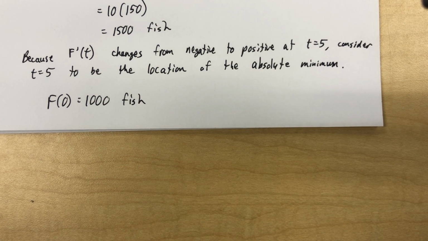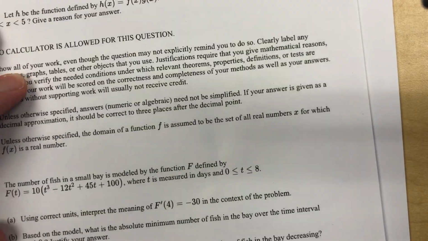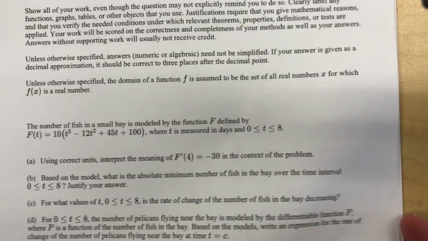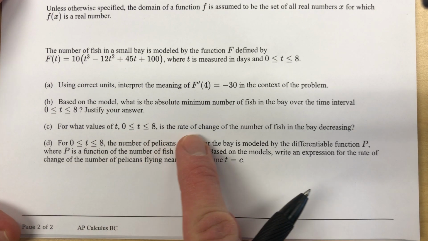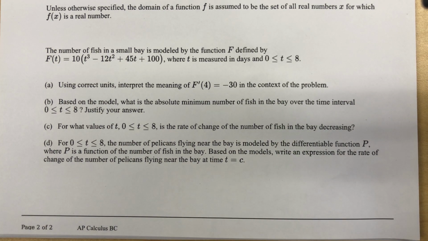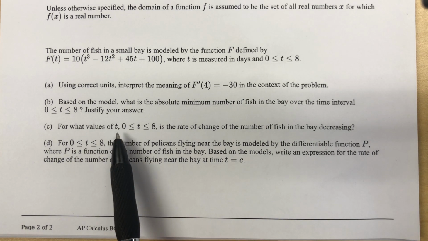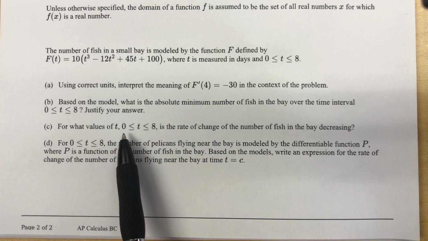Let us move on to part C. And I want to read this one very, very carefully with you. So here goes. For what values of t from 0 to 8 is the rate of change of the number of fish in the bay decreasing? Whoa, that's kind of wordy. I know. It is. So let's read it very carefully one more time and we'll make sure we're understanding it correctly. For what values of t? Final answer for part C is going to give me a t value, or more than one t value.